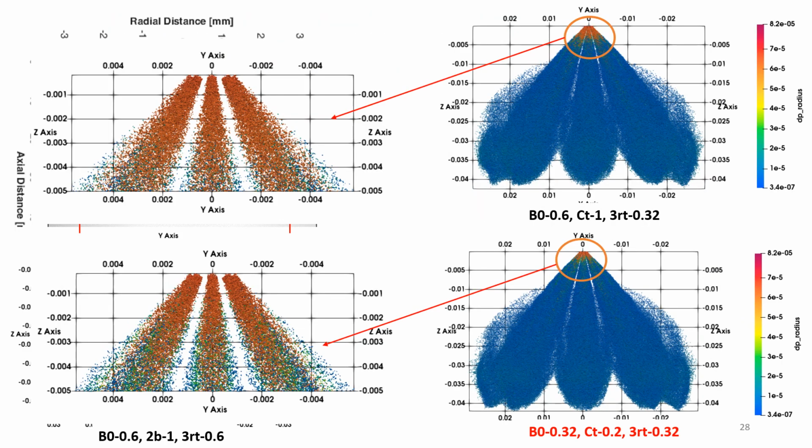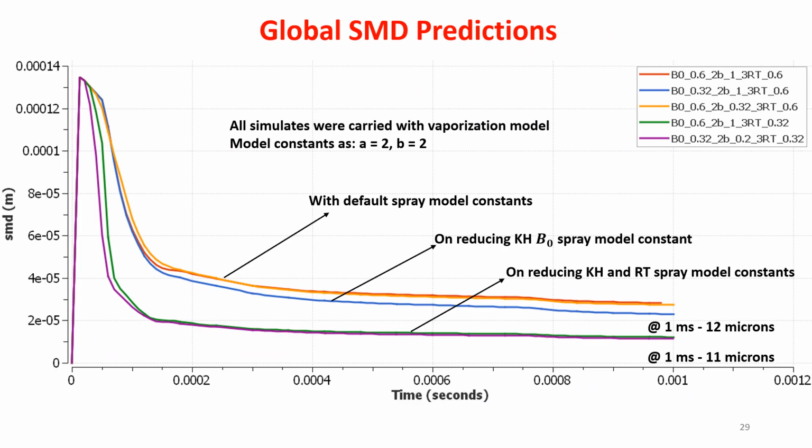This slide shows the effect of reducing the CT, where on reducing it the spray is able to start the breakup much quicker than the normal conditions, which is clearly distinguishable in the zoomed spray images. And this slide shows the comparison of the global SMD among different simulations. It is clear that there is a reduction of spray SMD on reducing the spray constant values compared with the original values.